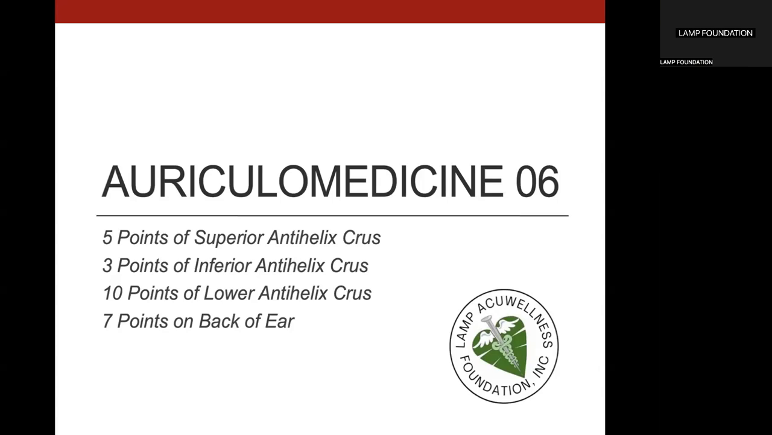Today, we shall be locating the 5 points of the superior antihelix Crus, 3 points of the inferior antihelix Crus, 10 points of the lower antihelix Crus, and the 7 points on the back of the ear.